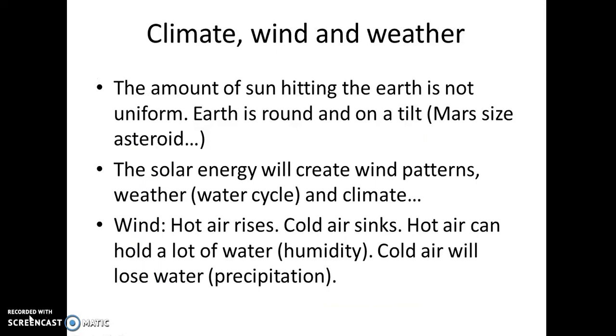The amount of sun hitting the earth is not uniform. The earth is round and is on a tilt because a Mars-sized asteroid hit our planet, which formed our moon and caused the Earth to tilt at about 23.5 degrees, plus or minus. The solar energy will create wind patterns, the water cycle, and weather and climate.